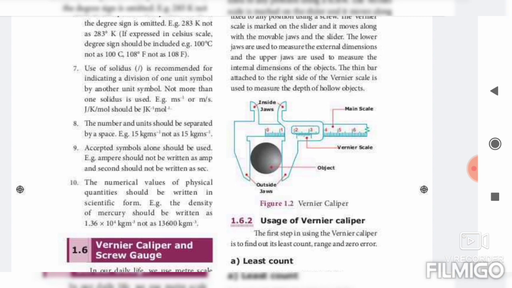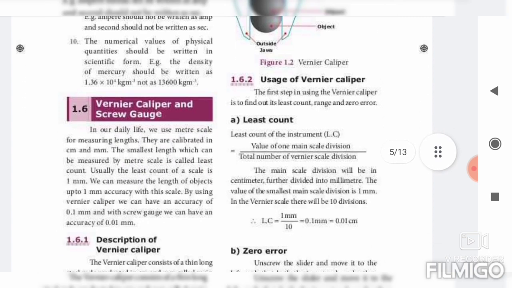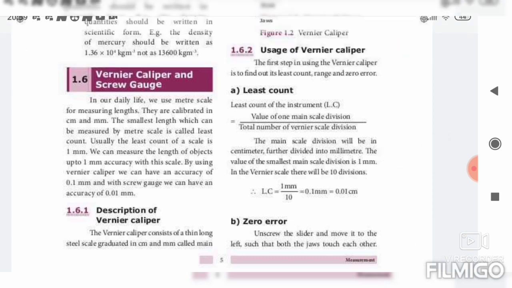The next measuring instrument is called vernier caliper. Okay, the vernier caliper.